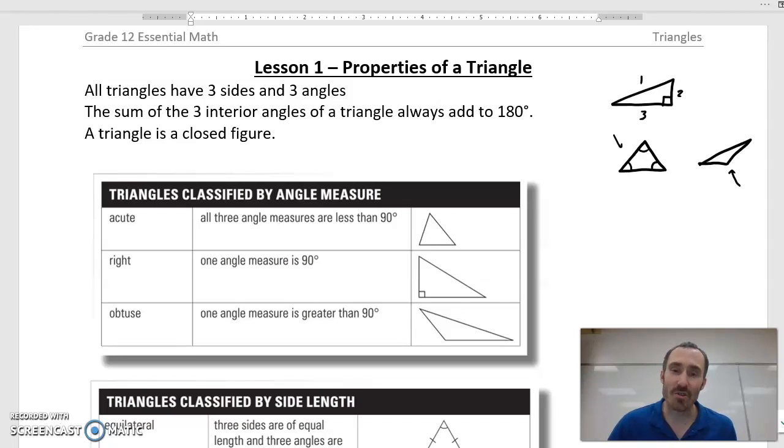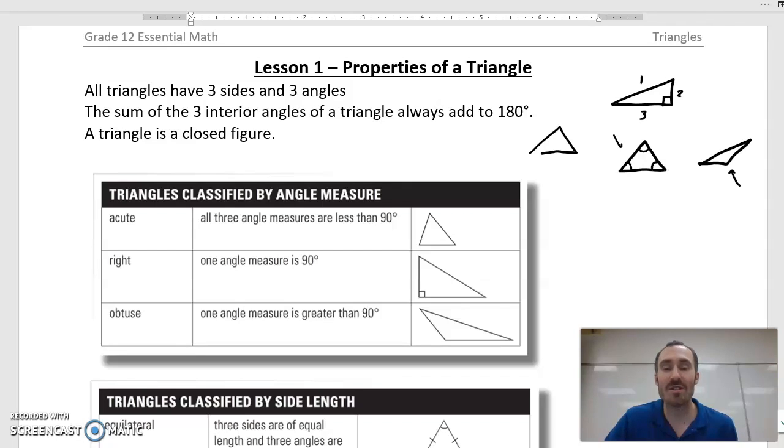And finally, a triangle is a closed figure. So this is not a triangle. That's not a shape. It's not a closed figure. It's three line segments put together. So it needs to actually be closed, but hopefully that's obvious. So we know the important things about a triangle now. Maybe you knew them before. And we're going to talk about how we classify triangles.